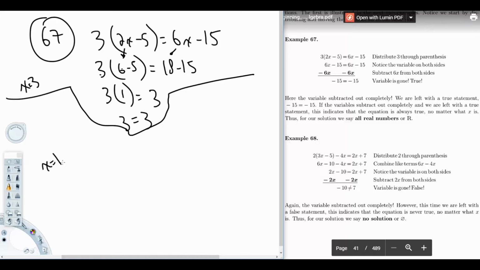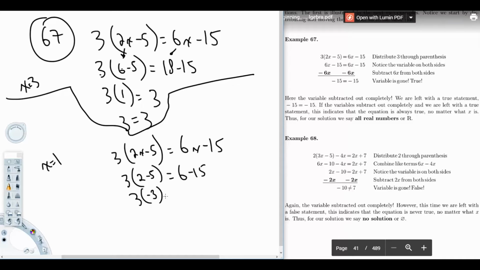Let's say x equals 1. 3(2x minus 5) equals 6x minus 15. X equals 1 now. So 3 times 2 minus 5, right? 2 times 1 equals 2, and 6 times 1 equals 6 minus 15. 2 minus 5 equals minus 3, and 6 minus 15 equals minus 9. 3 times minus 3 equals minus 9, equals minus 9. Yeah, it works out. So we would say, like it says here, x equals all real numbers.